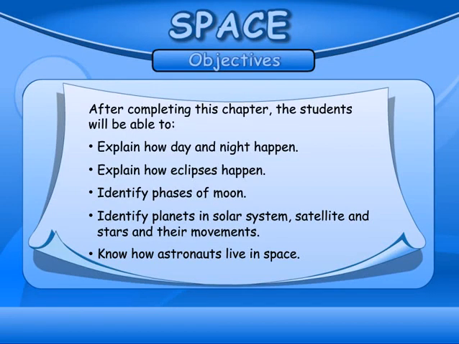Objectives. After completing this chapter, the students will be able to explain how day and night happen, explain how eclipses happen, identify phases of the Moon, identify planets in the solar system, satellites and stars and their movements, and know how astronauts live in space.